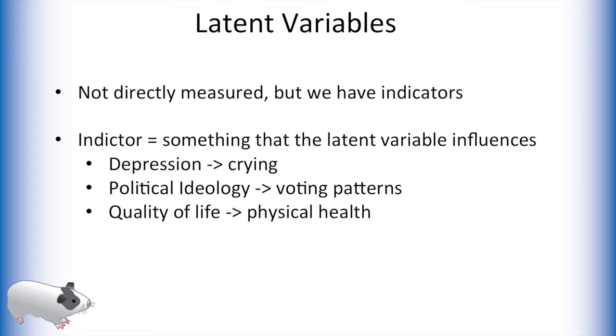In psychology, depression could be considered a latent variable that manifests itself in the measurable indicator variable of crying. In political science, political ideology could manifest itself as the way individuals vote on multiple topics. In the medical sciences, a patient's quality of life could manifest itself in the patient's physical health. These are just a few examples, but the concept of latent variables can be applied to many fields.